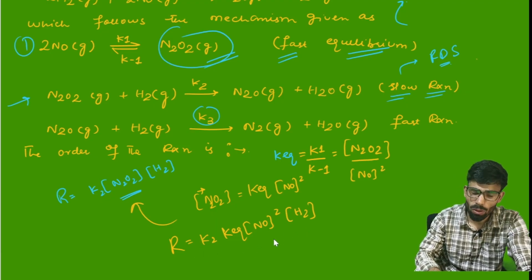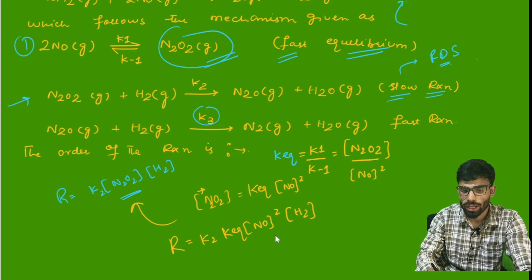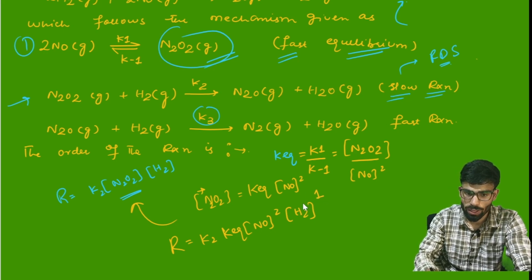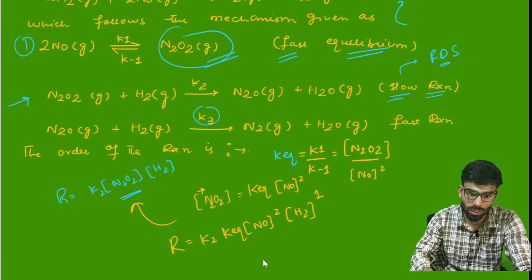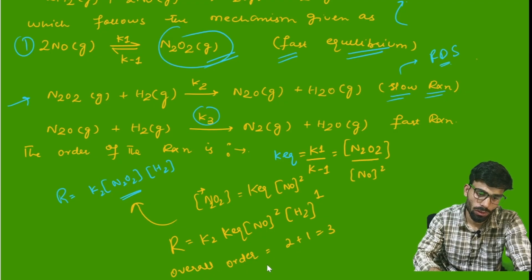So now this is our final rate expression, in which the intermediate is not present. Now we can directly go by adding the powers of these reacting species. That will be our order of the reaction. That means the overall order will be 2 plus 1 equal to 3.